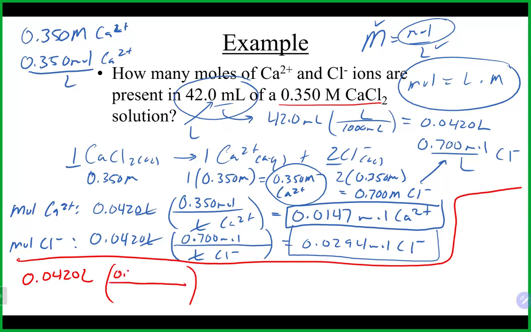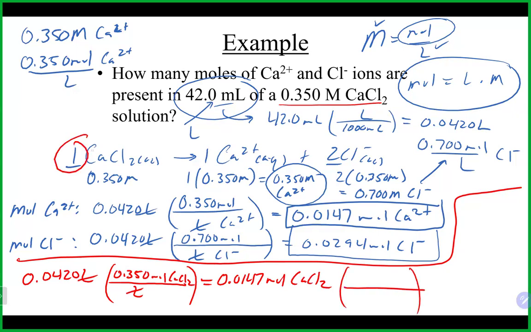And again, you could have gone 0.350 moles of calcium chloride per liter, and those would have canceled. And you would get 0.0420 times 0.35 gives you 0.0147 moles of calcium chloride. And then you could have just done a stoichiometry mole to mole relationship, 1 to 1. 1 mole of the whole thing gives us 1 mole of calcium, gives us 0.0147 moles of calcium ions, which obviously is what we got here.